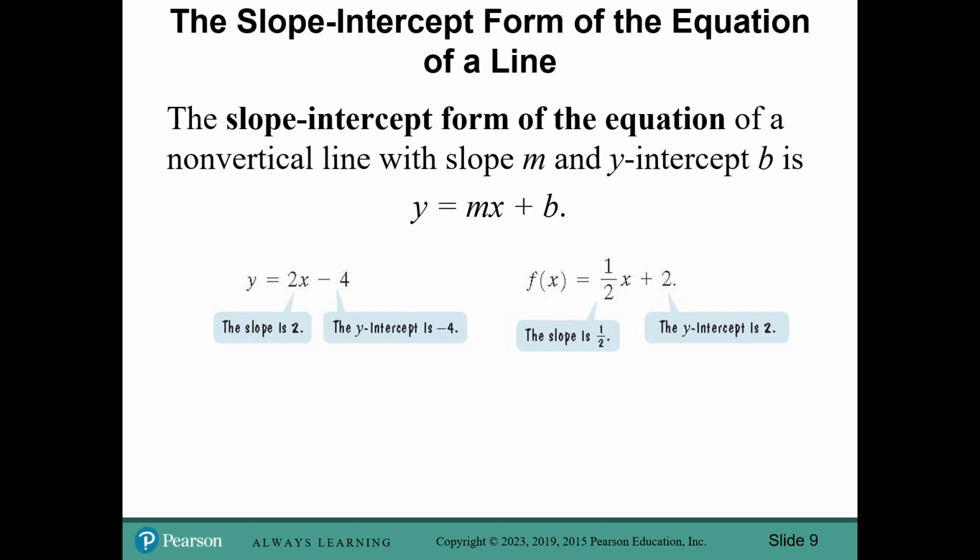Now that we know how to find the slope, let's look at the slope-intercept form of the equation of a line. The slope-intercept form of the equation of a non-vertical line with slope m and y-intercept b is y equals mx plus b. M is your slope, b is your y-intercept. So if I have the equation y equals 2x minus 4, the slope is 2, the y-intercept is negative 4. If I have the equation f of x equals 1/2 x plus 2, the slope is 1/2, the y-intercept is 2. The number in front of the x is your slope, the constant is your y-intercept.